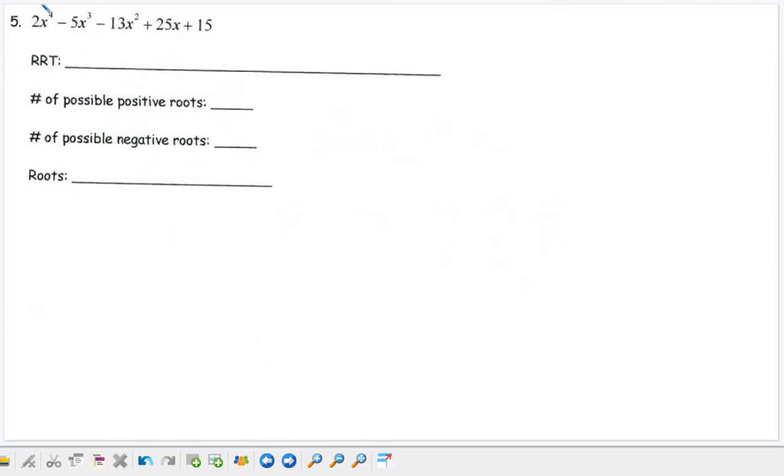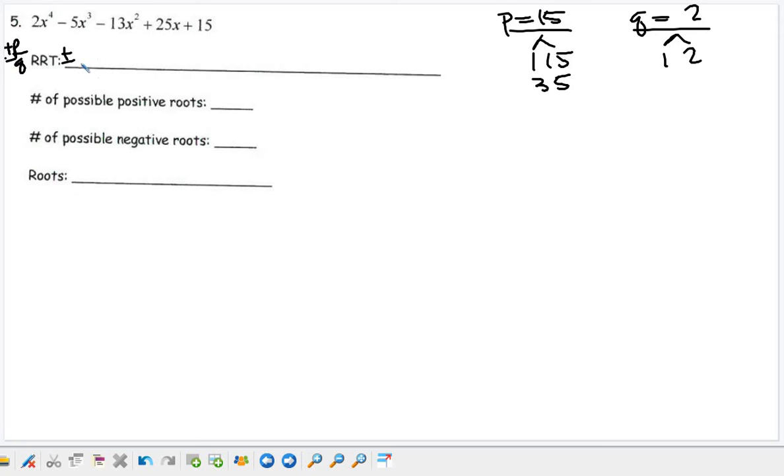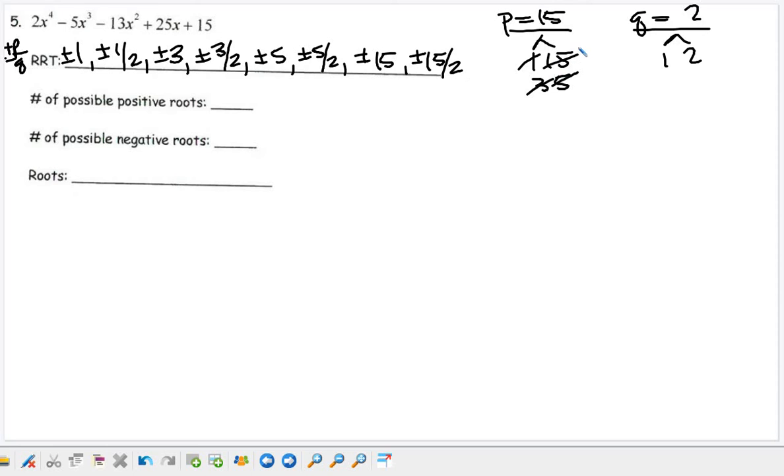Okay? So number 5, p is 15. And again, you can pause these so that you can take your time and do it step by step. So 1 and 15, 3 and 5. So remember, it's plus or minus p over q. So plus or minus 1 over 1, plus or minus 1 over 2. 1 is done. Plus or minus 3 over 1, plus or minus 3 over 2. 3 is done. Plus or minus 5, plus or minus 5 over 2. Done. And plus or minus 15, and plus or minus 15 over 2. Okay?